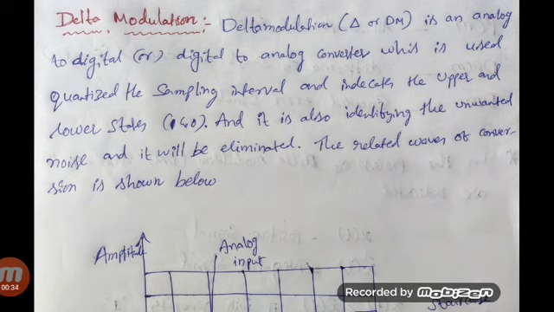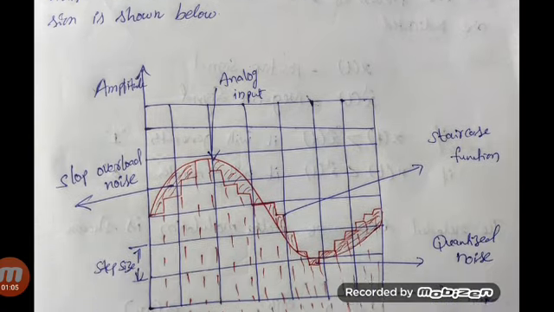So delta modulation is an analog to digital or digital to analog converter which is used to convert the sampling intervals and indicates the upper and lower states. That means it indicates the binary code in the form of digital, and it also identifies the unwanted noise and it will be eliminated. So the related diagram of delta modulation conversion is shown below.